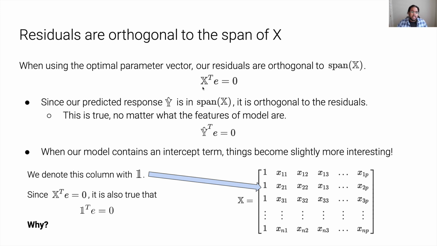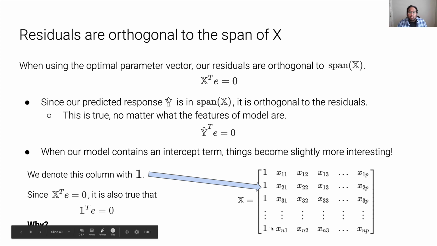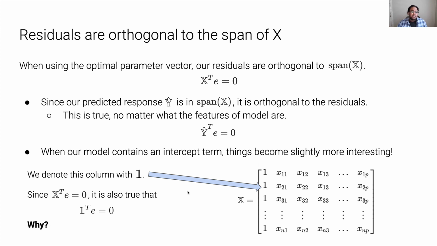Again, x over here is a matrix, y hat is a vector. This is true no matter what the features of our model are. But when our model includes an intercept term, things become slightly more interesting. When our model includes an intercept term, we have a column that contains all ones in our design matrix. And some interesting properties follow from that. One property that's true is that if you take the dot product of this column of all ones with the residual vector, you get 0.